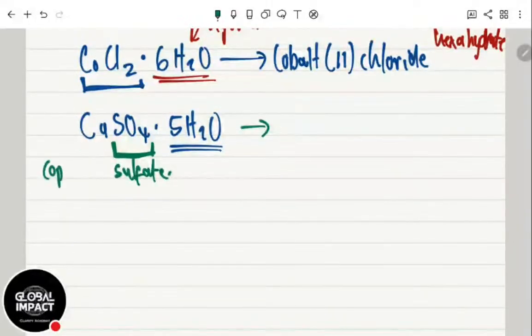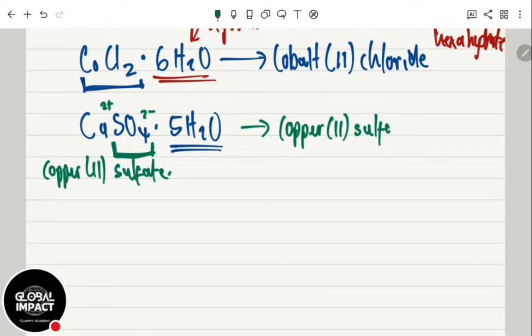But here, what are we going to put now? Copper. We just put copper sulfate. But remember that this is a transition metal, so we need its oxidation state. We know the sulfate was a 2 minus, and we can see it's 1:1, so this is a 2 plus. So this is going to be copper(II) sulfate. So when we write, we say copper(II) sulfate pentahydrate. There we go, and we'll be done.